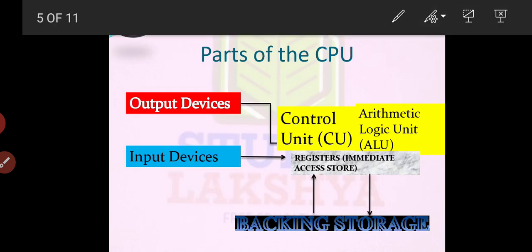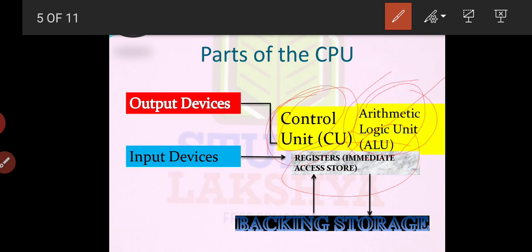What are the parts of the CPU? The parts of the CPU are the control unit, the arithmetic logic unit, and registers, also sometimes called immediate access storage. The control unit controls all the activities, and the arithmetic logical unit does arithmetic operations and logical operations. Arithmetic means addition, subtraction, multiplication, division.